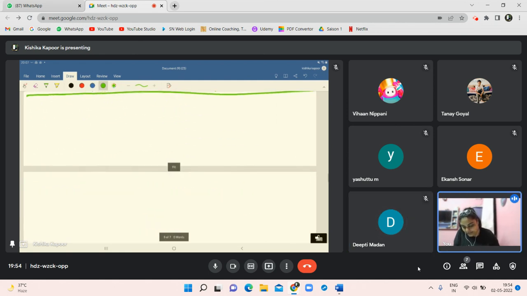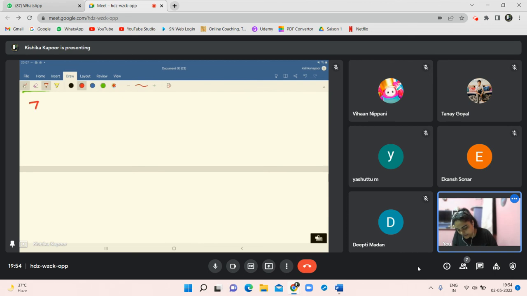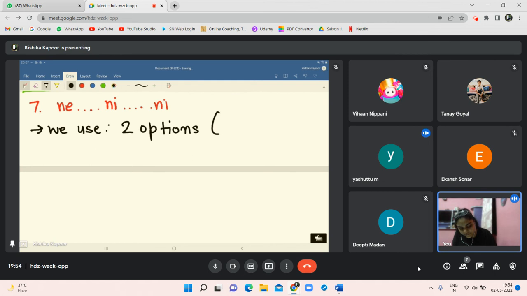Okay, now entering the last expression, it has three words now: ne, ni, ni. What do we mean by ne, ni, ni? This we use when we have two options. And how are you going to know that you have two options? You will find et in between, that is, and.